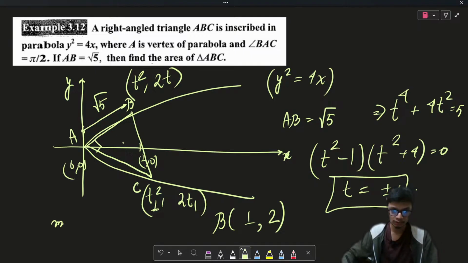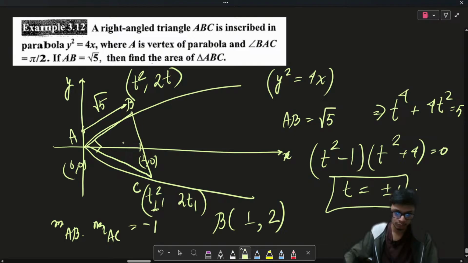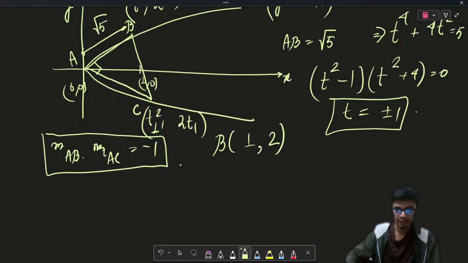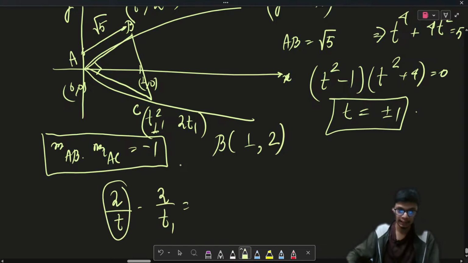So this point B is going to be (1, 2), and since it is perpendicular at point A, the slope of line AB multiplied with the slope of line AC should be equal to minus 1, since these are perpendicular lines. Using this fact, the slope of any point is given as 2 upon t, multiplied by 2 upon t1. This is the slope of line AB and this is the slope of line AC, and this is going to be equal to minus 1.